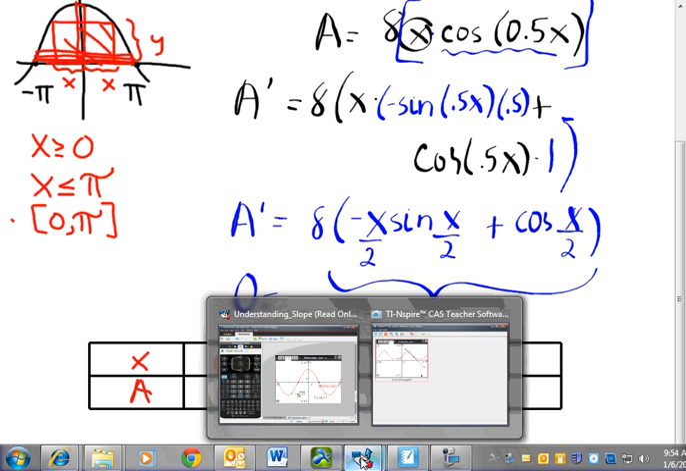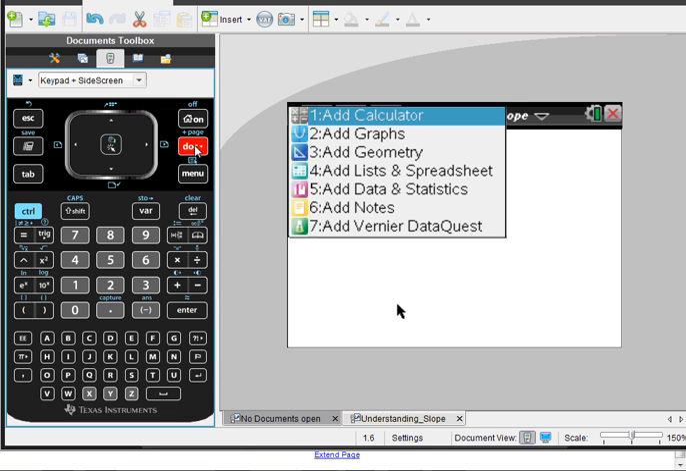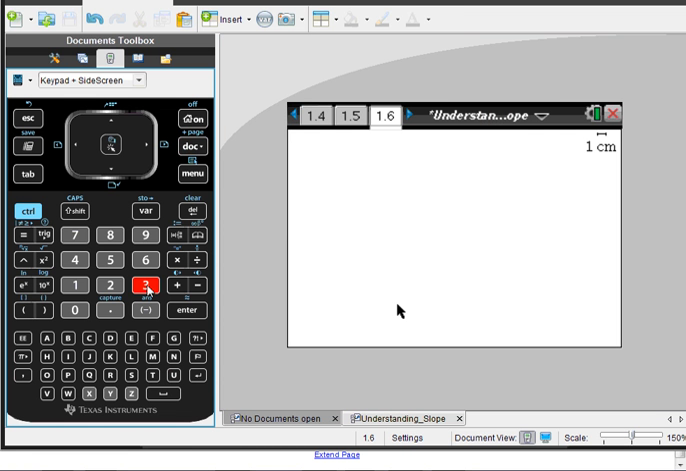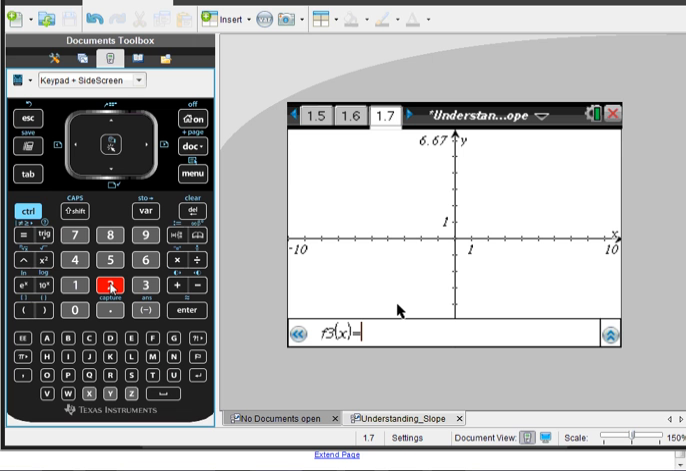I don't care about the 8. We can put the 8 in, but the 8 doesn't affect anything. So we want to graph this. I'm going to add another page, add another graph, and notice I'm in F3. Oh, did I pick the wrong one? Sorry, graph is 2. No big deal.